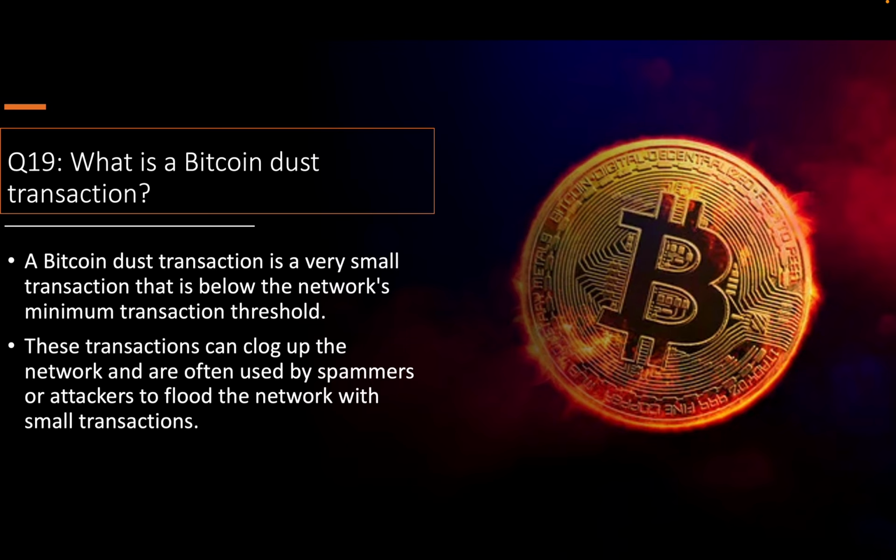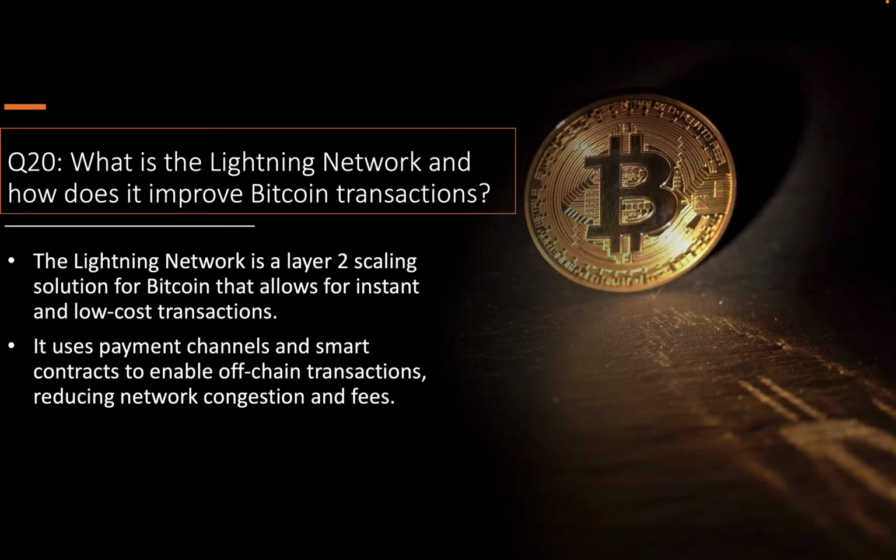Question number 19. What is a Bitcoin dust transaction? A Bitcoin dust transaction is a very small transaction that is below the network's minimum transaction threshold. These transactions can clog up the network and are often used by spammers or attackers to flood the network with small transactions.